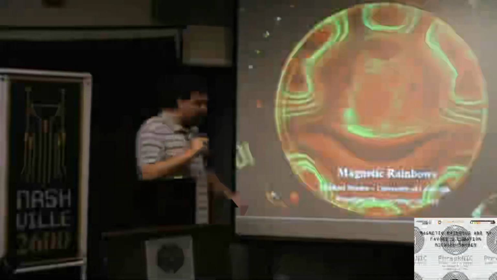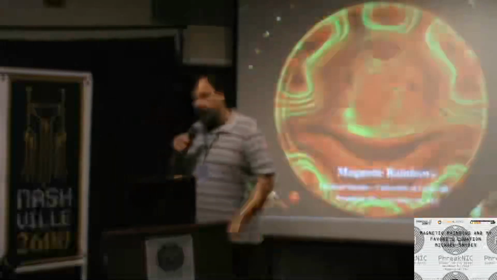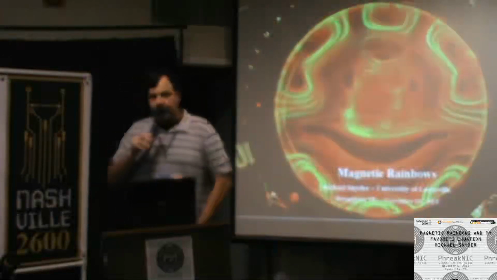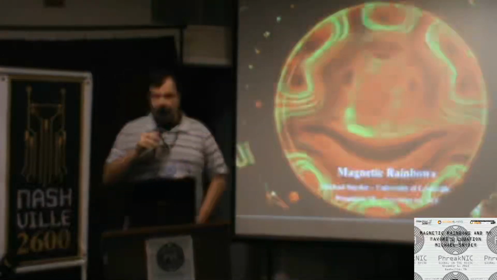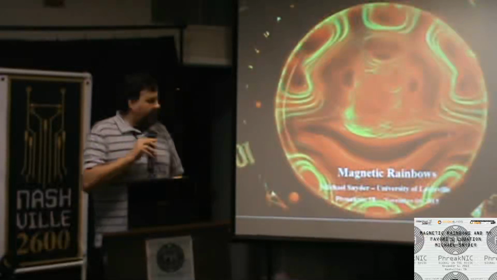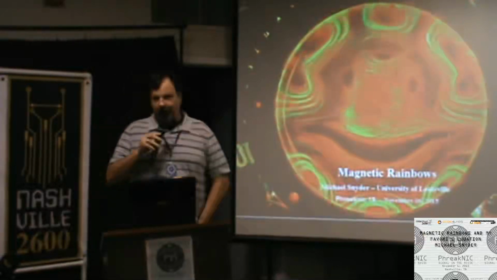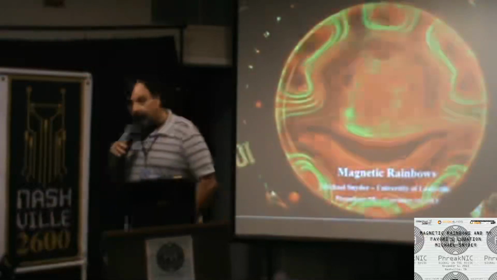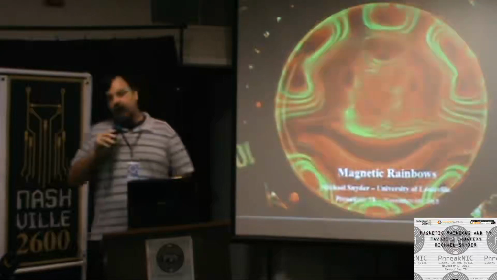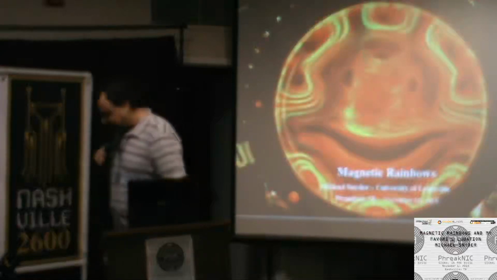Michael Snyder, and I'm a PhD student from the University of Louisville, and I also have an undergrad degree in physics from Murray State University. And my talk today is named Magnetic Rainbows, and magnetism has nothing to do with my talk today.